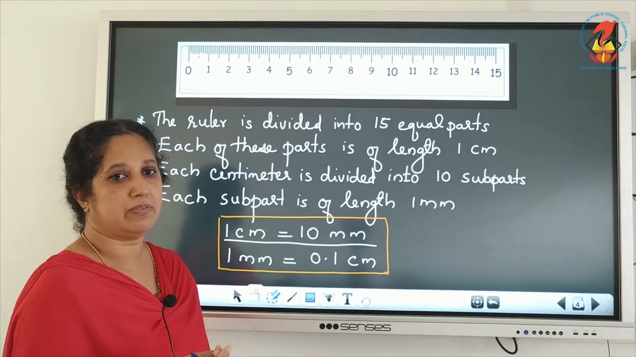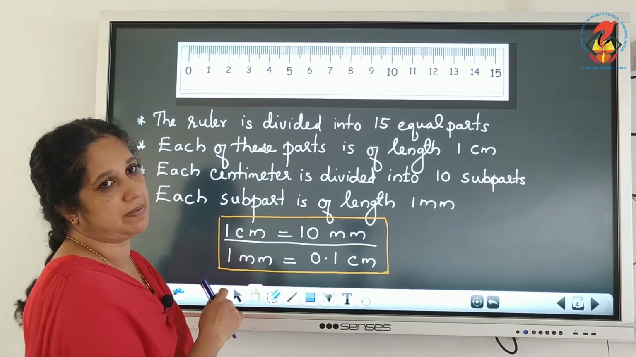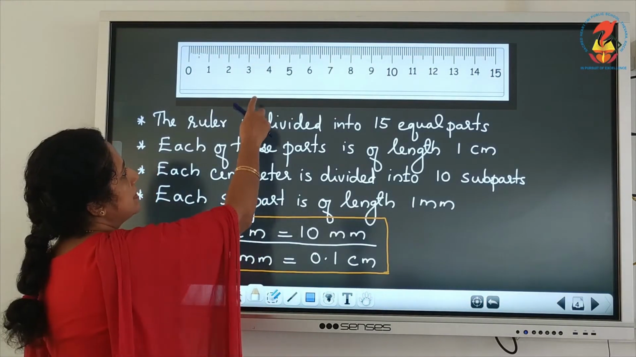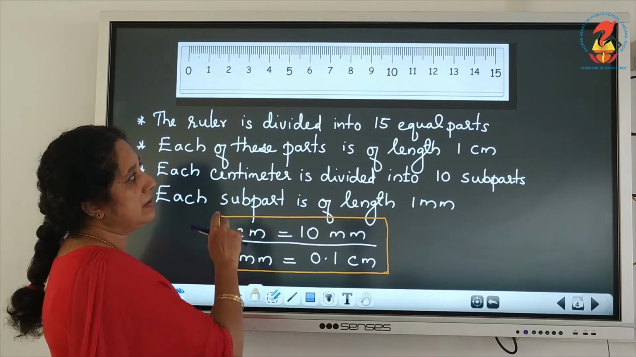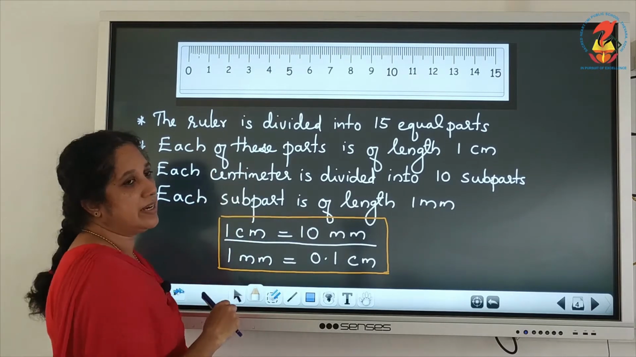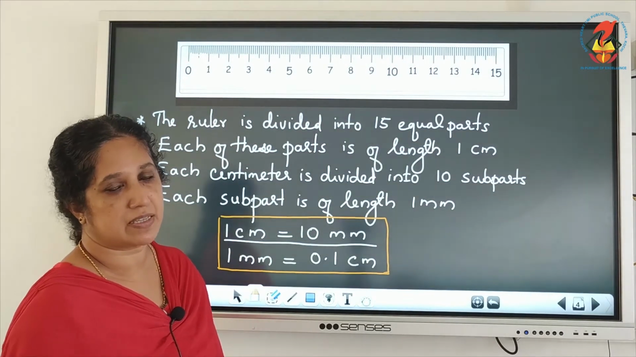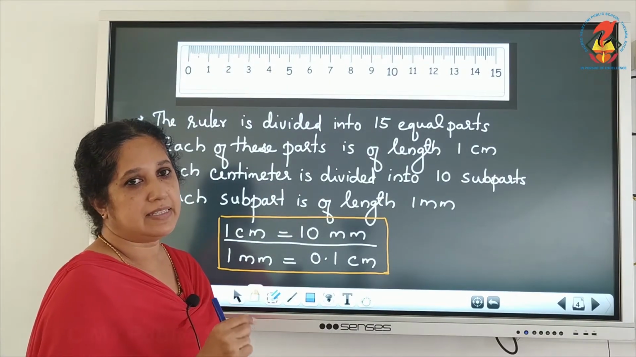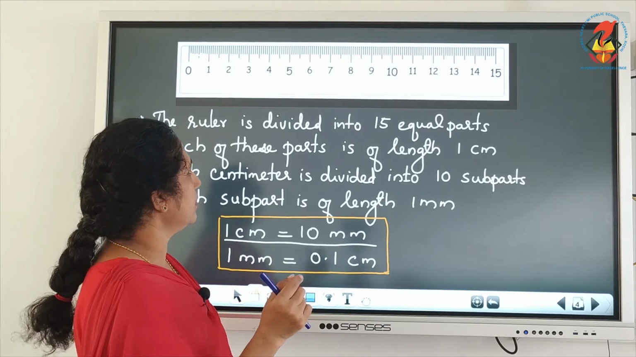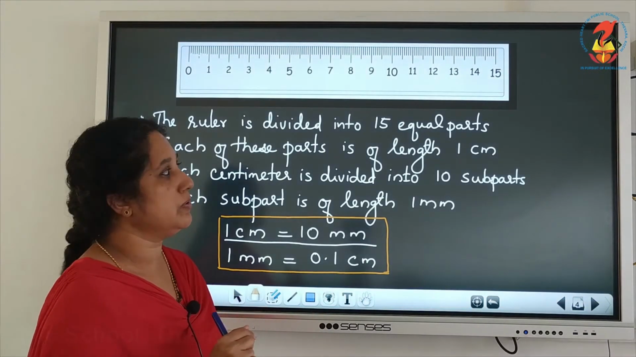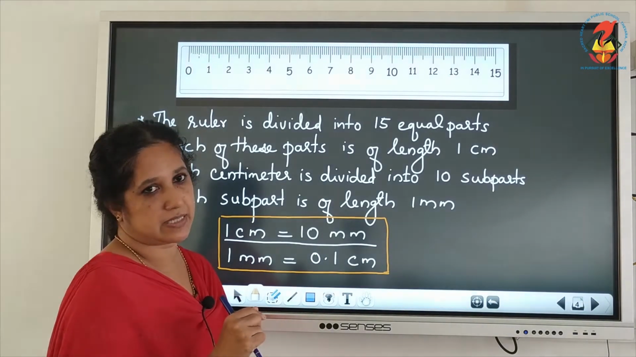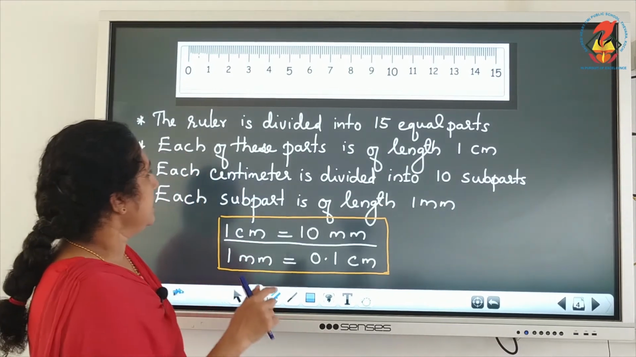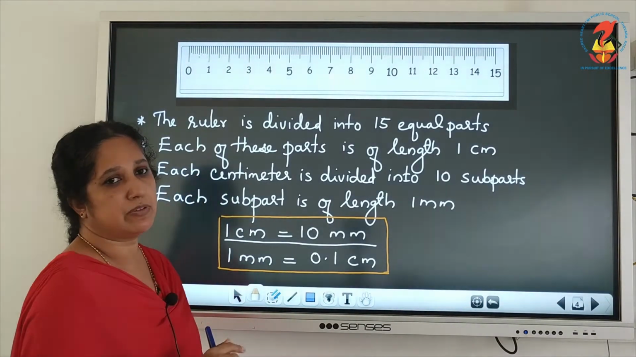Before that we want to learn about the ruler. Here you can see the picture of a ruler. The ruler is divided into 15 equal parts. We can say that this is a 15 centimeter ruler, and each of these parts is of length 1 centimeter.